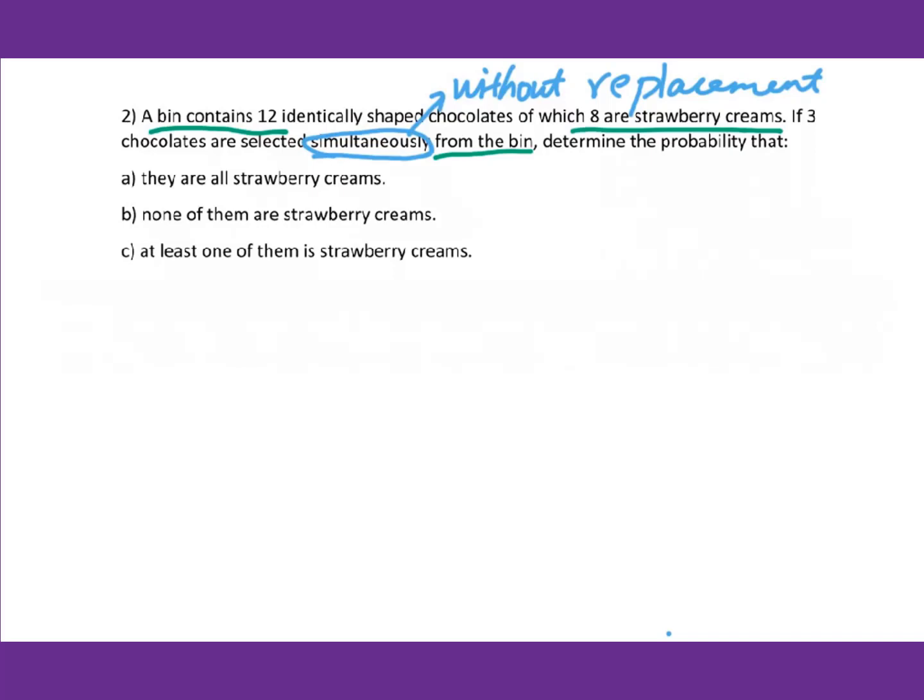Therefore, the first strawberry cream, that is 8 out of 12, times the second strawberry cream, 7 over 11, because you took 1 away, 7 strawberry creams left and 11 chocolates total, times 6 over 10. Then it equals 14 over 55.